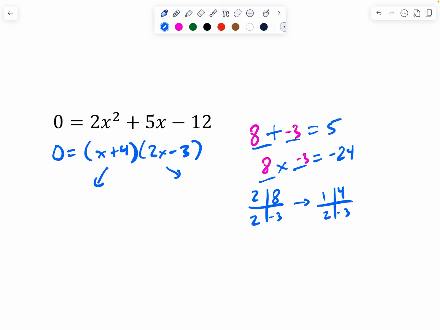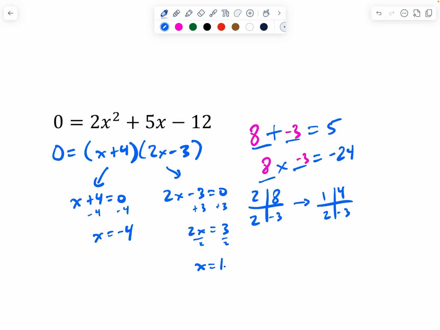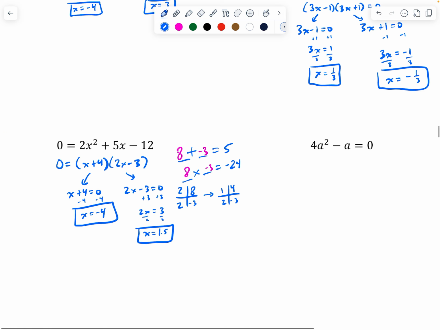Now, set both products equal to 0. So x plus 4 equals 0. 2x minus 3 equals 0. We're going to minus 4 from both sides. So we got x equals negative 4. Here we're going to add 3 to both sides first. So we got 2x equals 3. Then we're going to divide by 2 and get x equals 1.5 or 3 over 2. There's our two answers again.